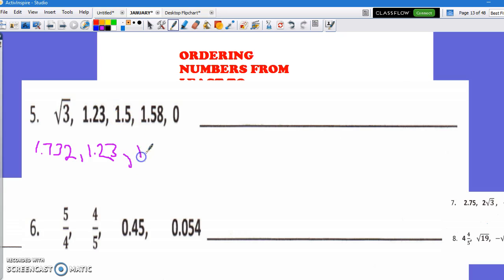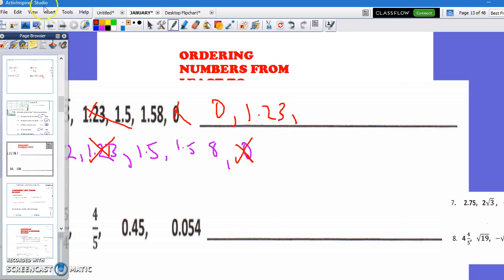Same thing with the 1.5. Look at that. Same thing with the 1.58. Same thing with the 0. So remember, going from least to greatest. Of course, the least one would be 0. And then 1.7, 1.2, 1.5, or 1.58. Okay? If you said 1.2, you are correct. That's the next smallest one, 1.23.